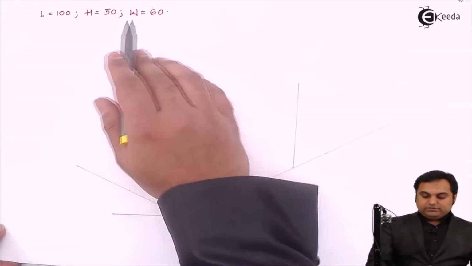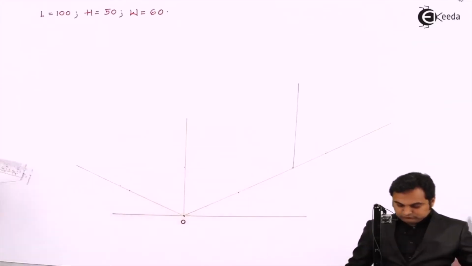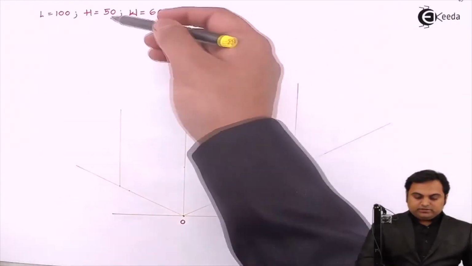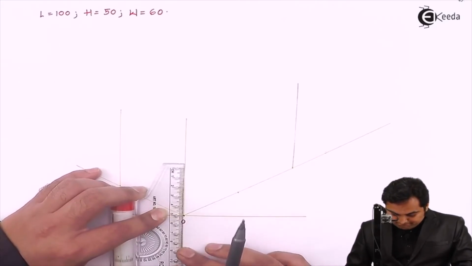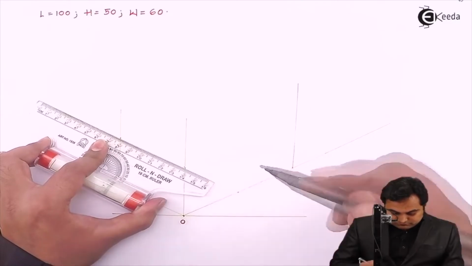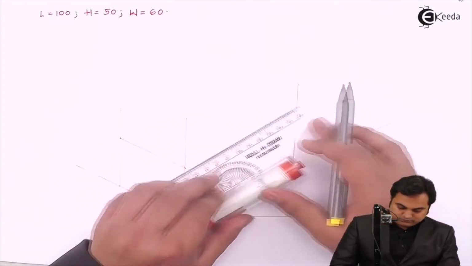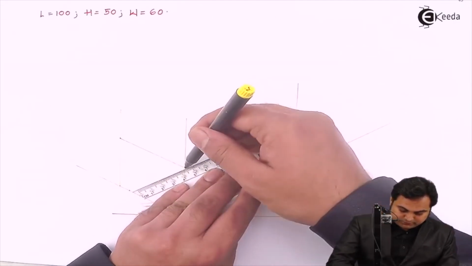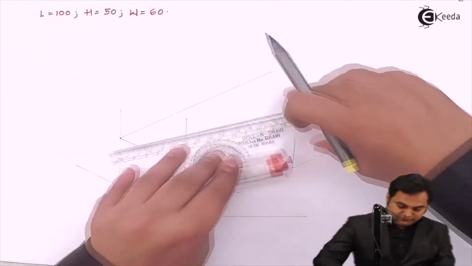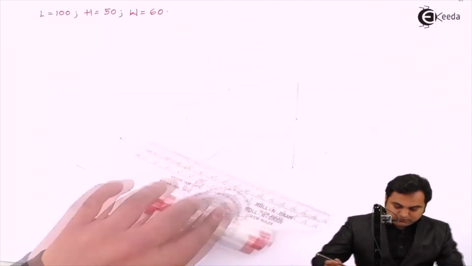Plotting a light vertical line. Next, here the width is 60 mm, so I'm marking 60 mm over this side. Then the height is 50 mm, so measuring 50 mm. Joining these 2 points. Again measuring the height and connecting these 2 points, projecting the parallel length. Next, for the width, here I am marking the length as 100 mm. Joining these 2 points will give me the width.